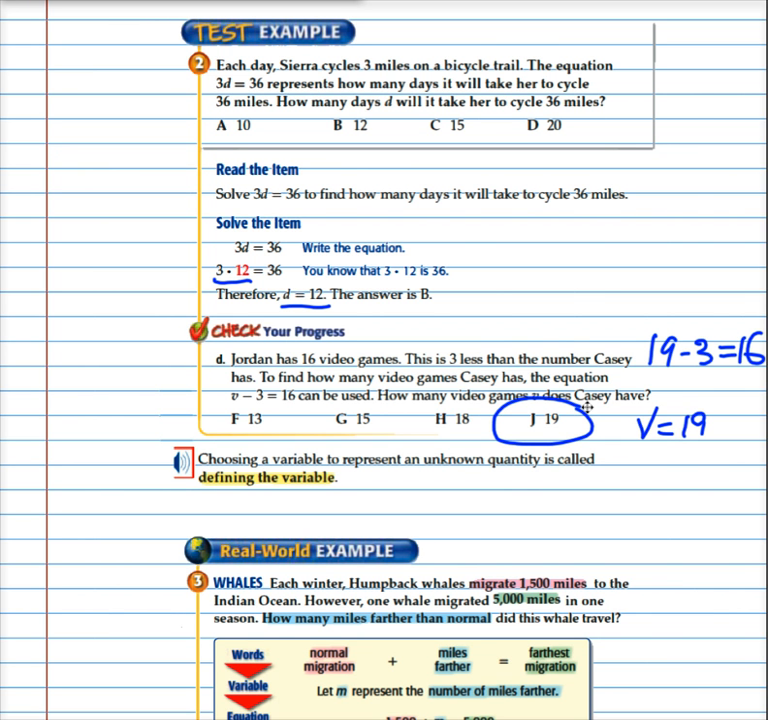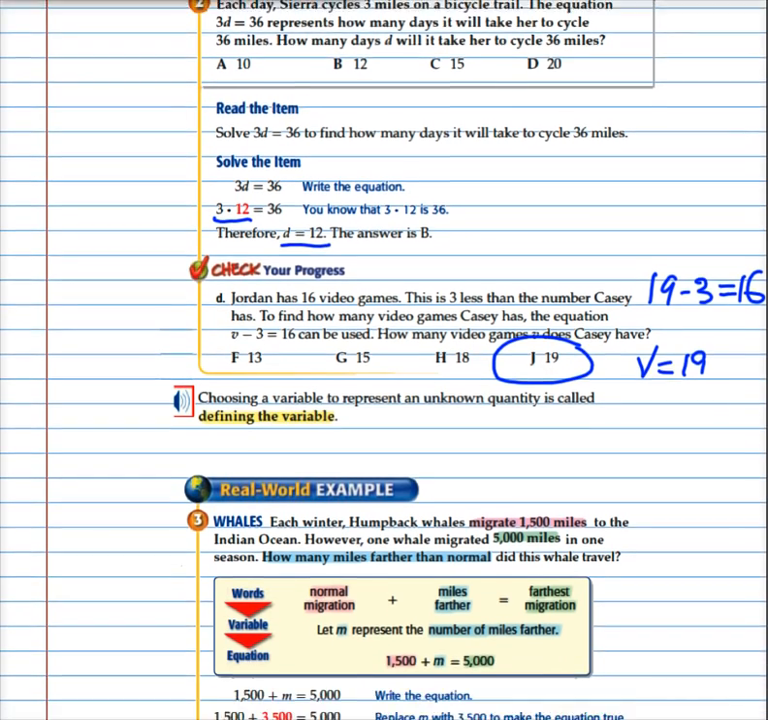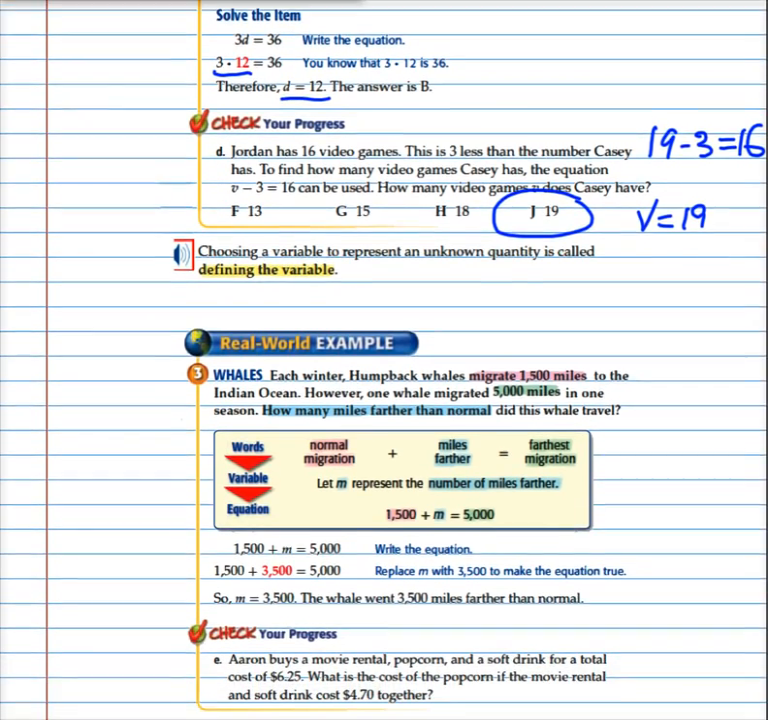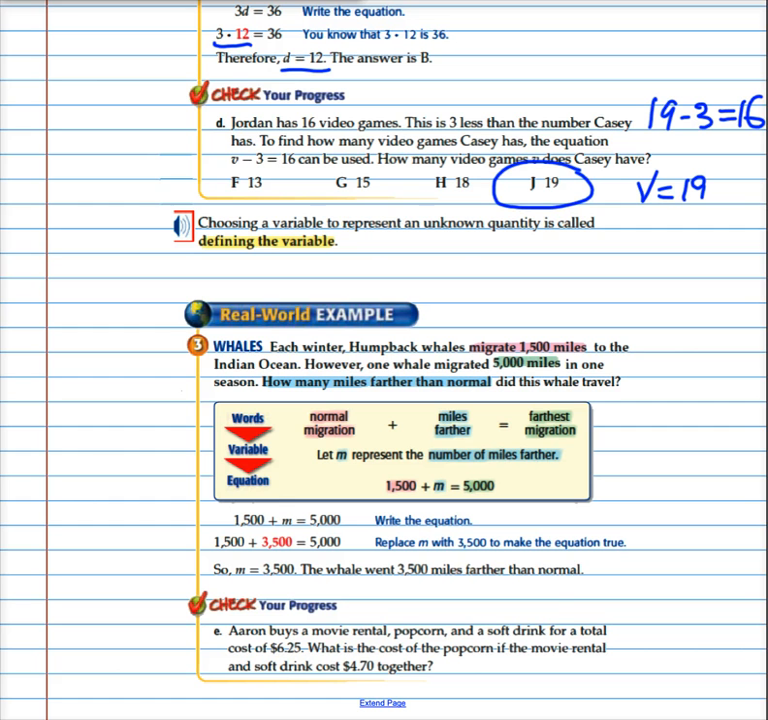Choosing a variable to represent an unknown quantity is called defining the variable. In the real-world example, it says each winter humpback whales migrate 1,500 miles to the Indian Ocean. However, one whale migrated 5,000 miles in one season. How many miles farther than normal did this whale travel? We're going to use m for the number of miles traveled.